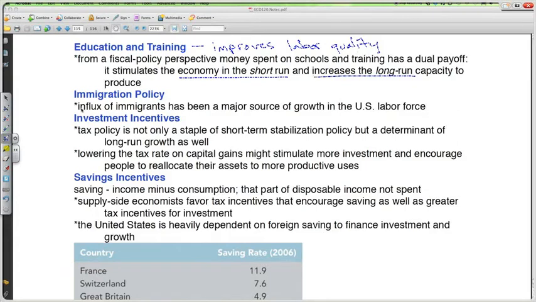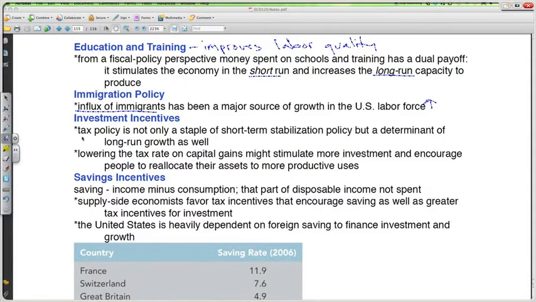For immigration policy, when we have this influx of immigrants, it's increasing the labor force. So you get this increase in the number of labor hours. You can think of education and training as increasing productivity, output per worker.